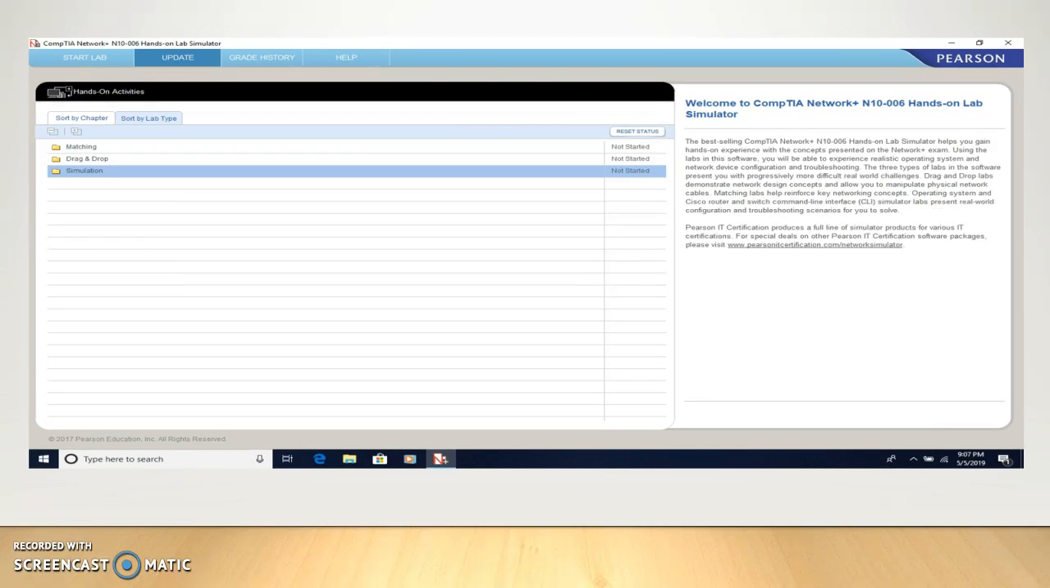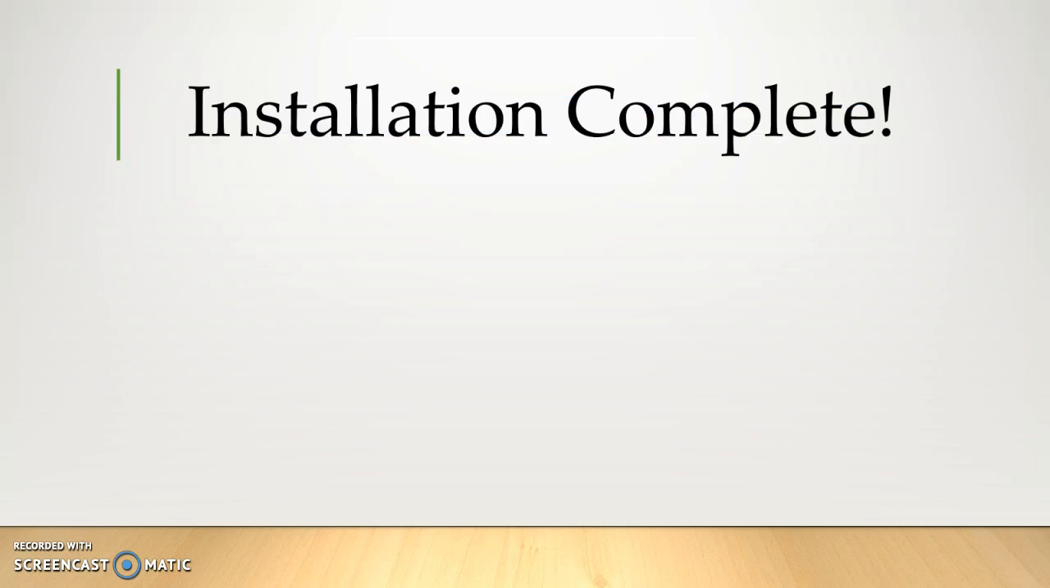It is also set up so that you can sort by specific lab types, such as matching, drag and drop, and simulation. Once you see these two slides on your computer, you know that you have total access and the installation is complete.